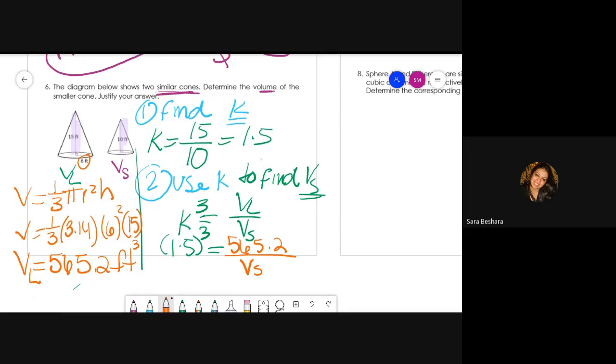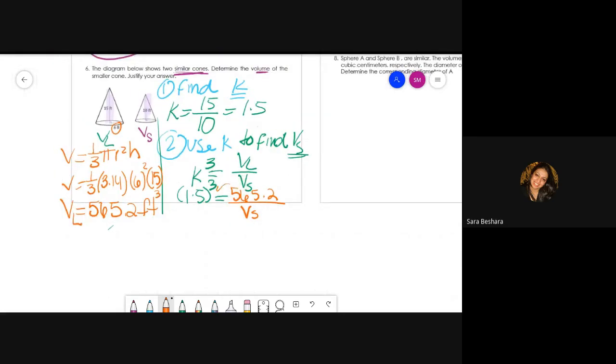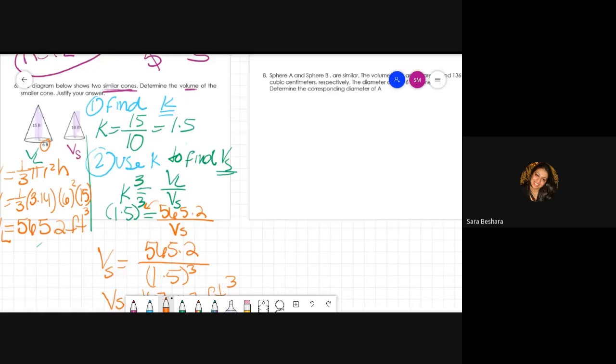Now again, the volume is at the bottom, the unknown, so we divide these two. So the small volume is equal to 565.2 divided by 1.5, all cubed. A little bit of math. Your answer is 167.47 feet cubed. Next question.